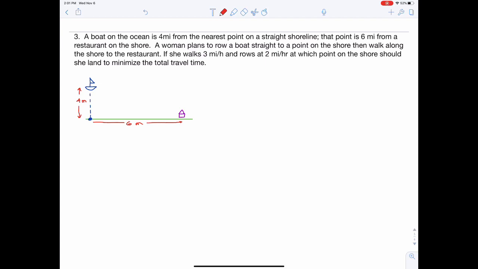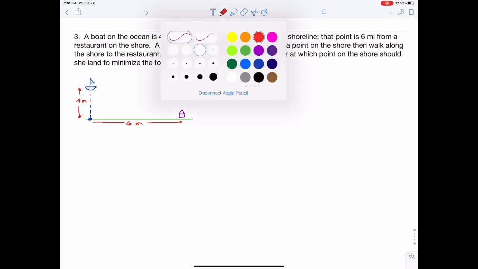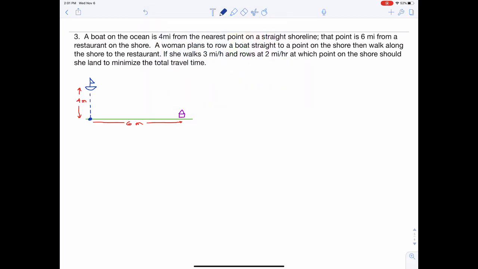Okay? So, some things that we know. The first thing that we know is that when she rows, and I'm going to call rowing R, the rate that she rows at, so dr dt, is 2 miles per hour.